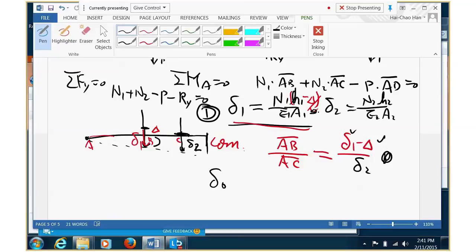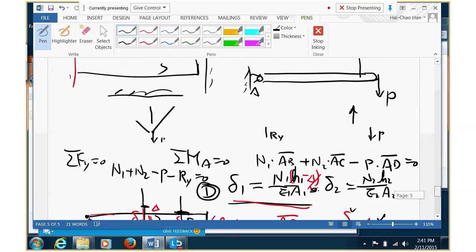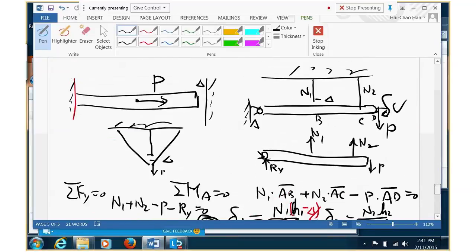All right. Okay, any questions about this example? All right, any other questions?